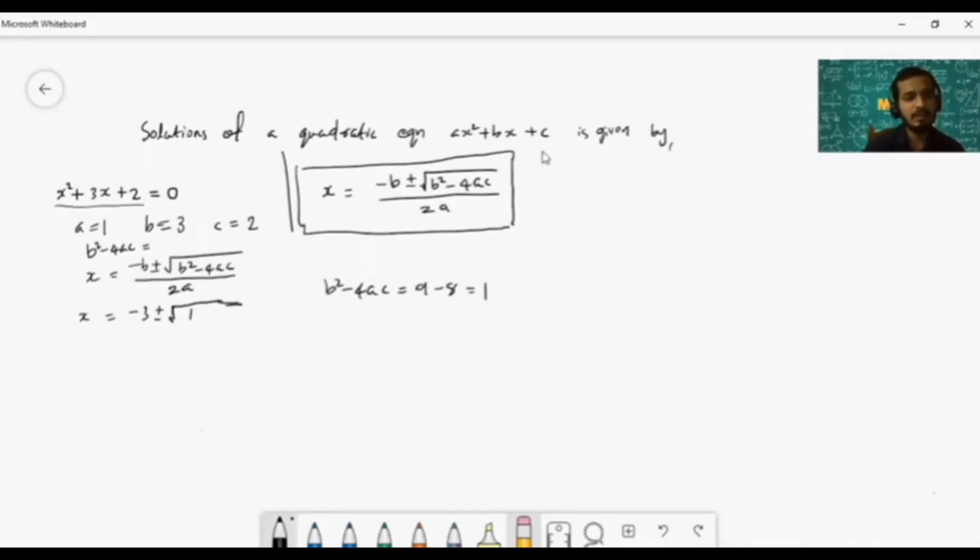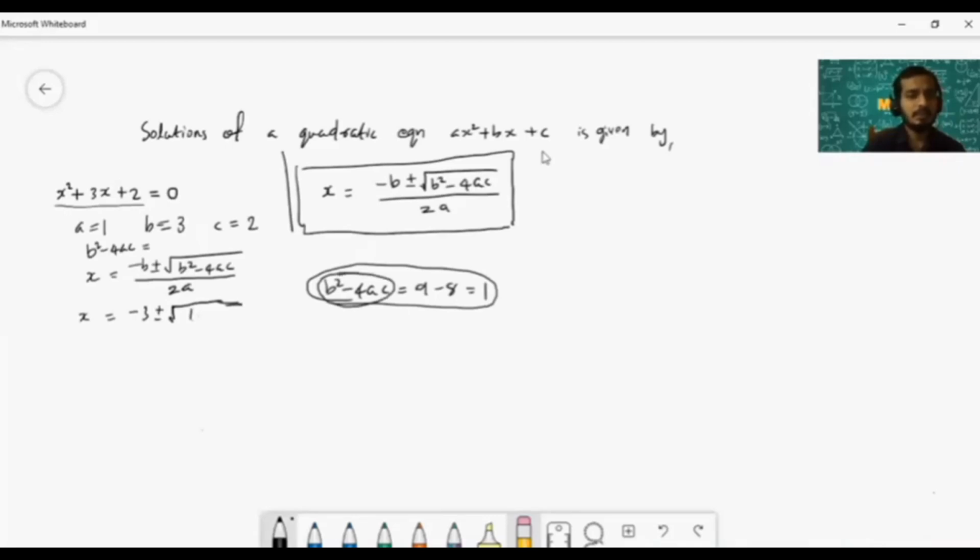Otherwise, you want to write all these other terms and repeat two or three steps. So to reduce the number of steps, it is a better idea to do B square minus 4AC separately. Write the answer, the final number, here. And there is one more use of writing like this, because the number of solutions, the number of roots of a quadratic equation depends on this value.